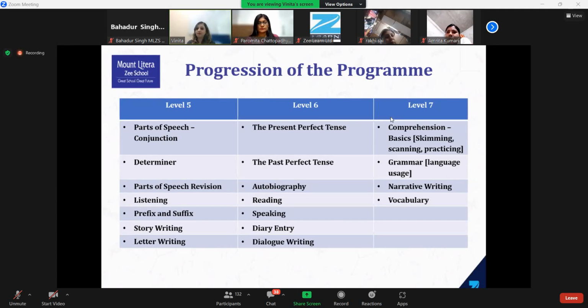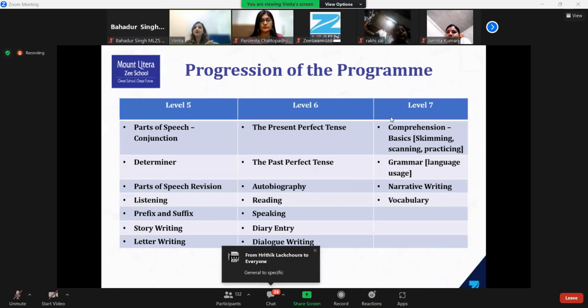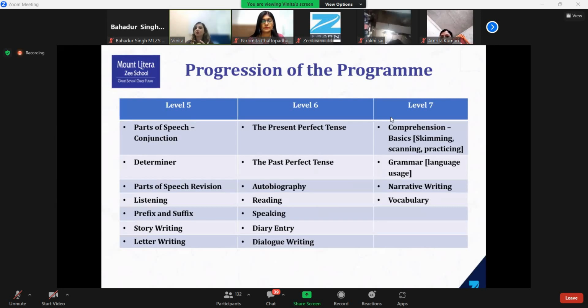Then, some listening activity, story writing, letter writing. Level 6 has tenses again, autobiography, diary entry, dialogue writing, and level 7 is comprehension, skimming and scanning, and practicing unseen passages of comprehension. Then we have some grammar usage covered in that, and narrative vocabulary.